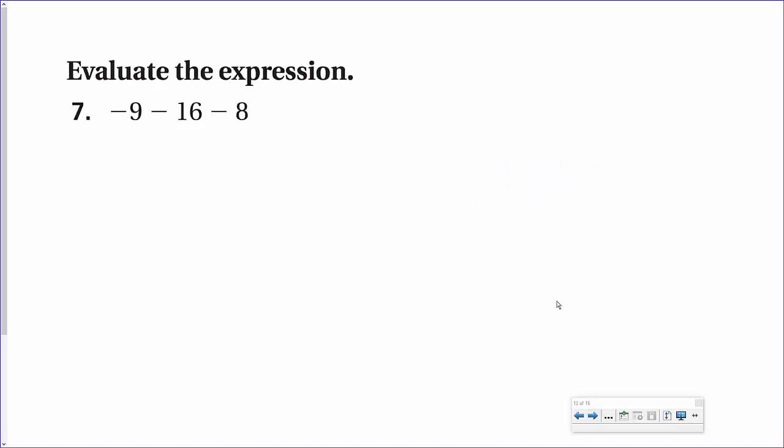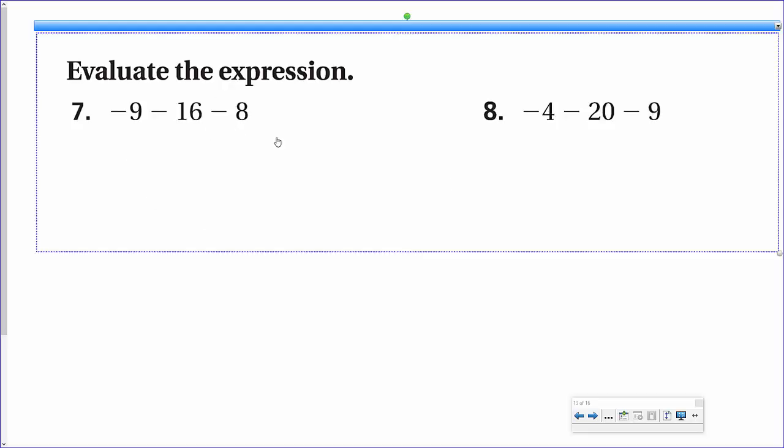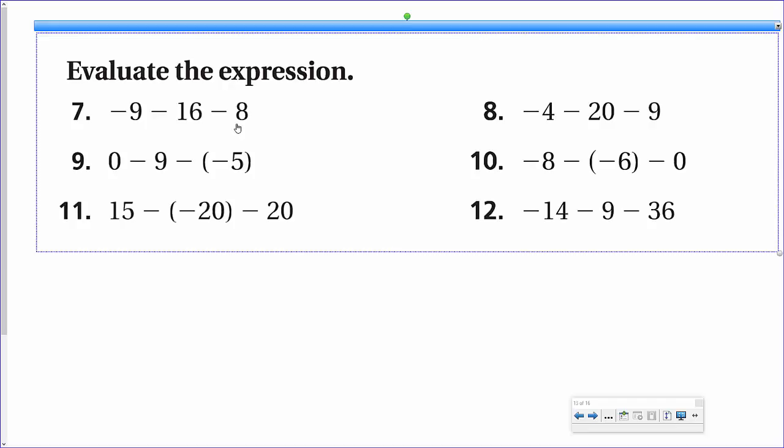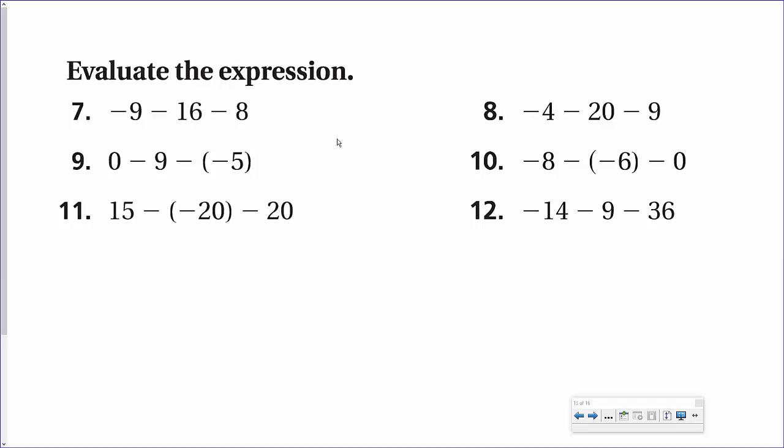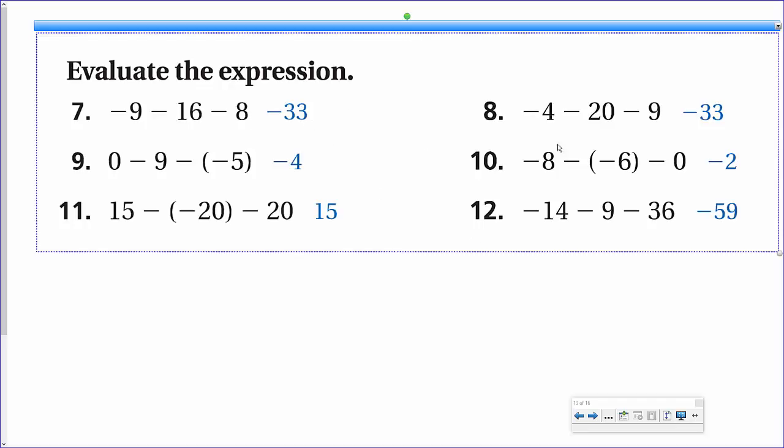All right, so evaluate this expression here. I have -9, -16, and -8. You're going to add all three of these numbers together. And for all these, you're going to do this. So I'm going to give you a moment to take a look at them, try to solve them, and then press play on the video. And here are all the various answers.